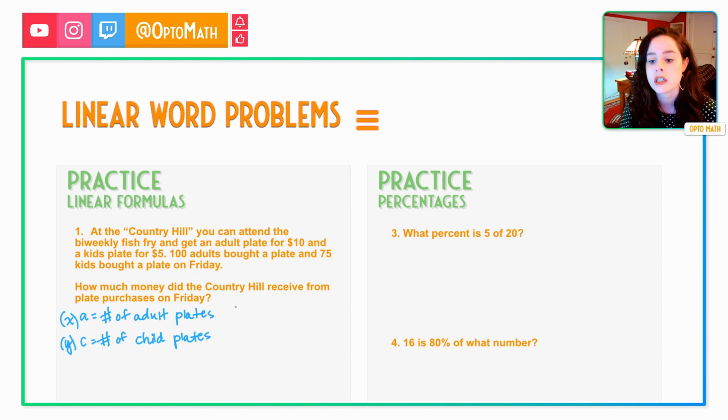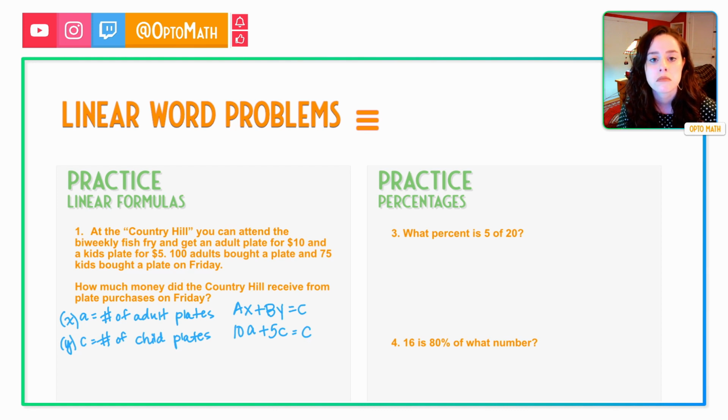So the question is, how are we going to set up our AX plus BY equals C? Well, if X is A, then B must be the rate for X. So how much money does it cost for an adult plate? That's $10. So 10A. And C is our Y. So how much money does it cost for a child plate? That's $5. And C is what we want to find, the big C.